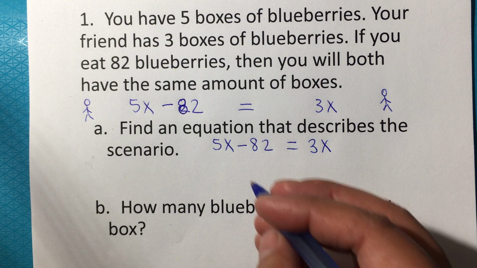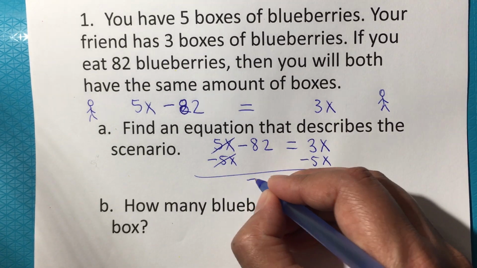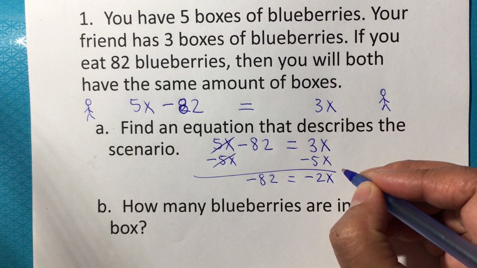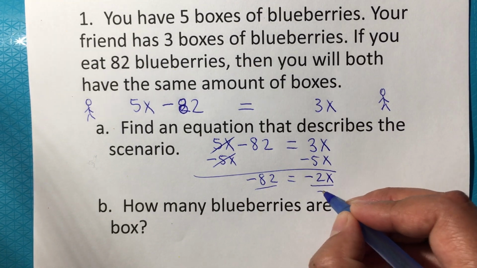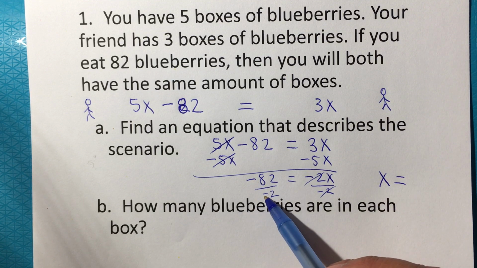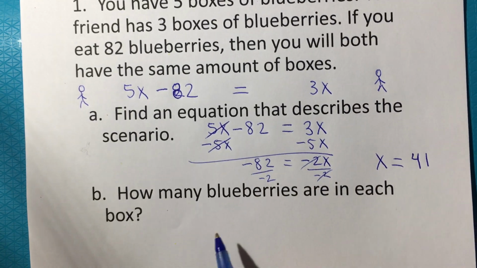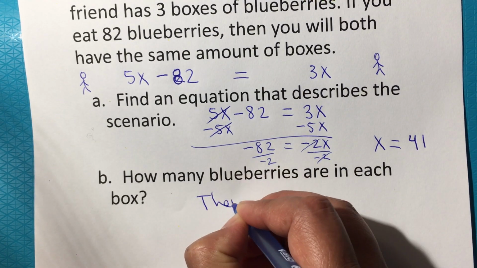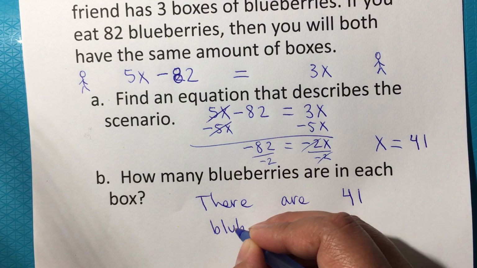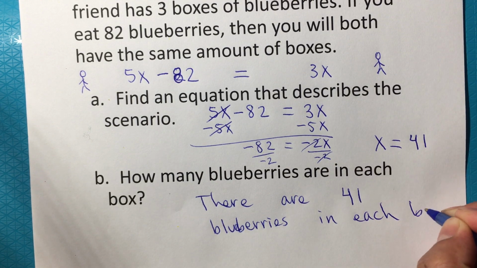Well, to figure that out, all you have to do is subtract 5x from both sides. This cancels, and you get negative 82 equals 3x minus 5x is negative 2x. We divide both sides by negative 2. This cancels, and so x is equal to negative divided by negative is positive. 82 divided by 2 is 41. So how many blueberries are in each box? There are 41 blueberries. Whoops. In each box.